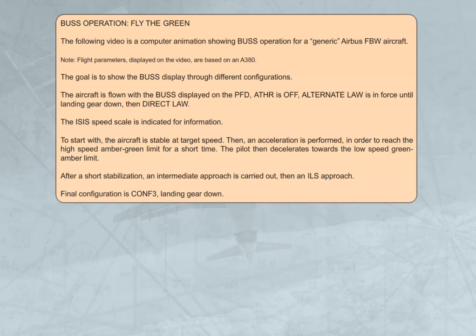The aircraft is flown with the BUS displayed on the PFD. Auto thrust is off, alternate law is in force until landing gear down, then direct law. The ISO speed scale is indicated for information. To start with, the aircraft is stable at target speed. Then, an acceleration is performed in order to reach the high-speed amber-green limit for a short time. The pilot then decelerates towards the low-speed green-amber limit. After a short stabilization, an intermediate approach is carried out, then an ILS approach. Final configuration is CONF3, landing gear down.